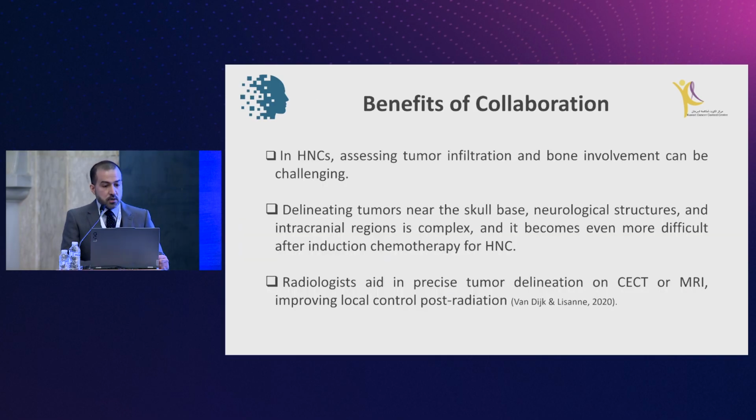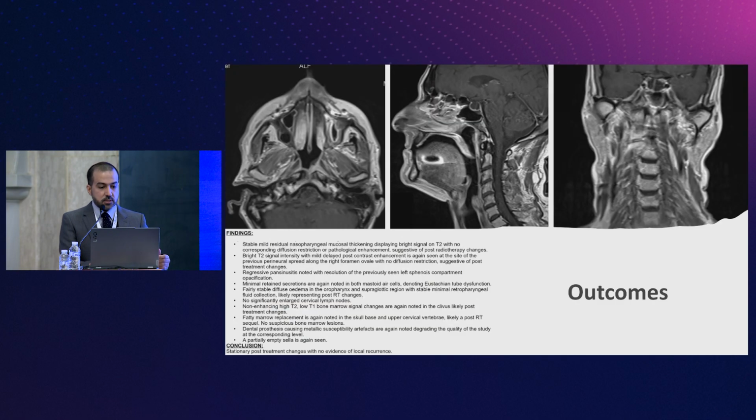We take from this case that assessing tumor infiltration as well as bone involvement is challenging, and delineating near the skull base, neurological structures, and intracranial regions is complex, and it is more difficult for us after induction chemotherapy. Radiologists aid in precise tumor delineation on the contrast-enhanced CT and MRI, which helps us achieve better local control. Luckily, after good collaboration, this patient is now 3 years post-treatment, and he had a very good response to the treatment he had.